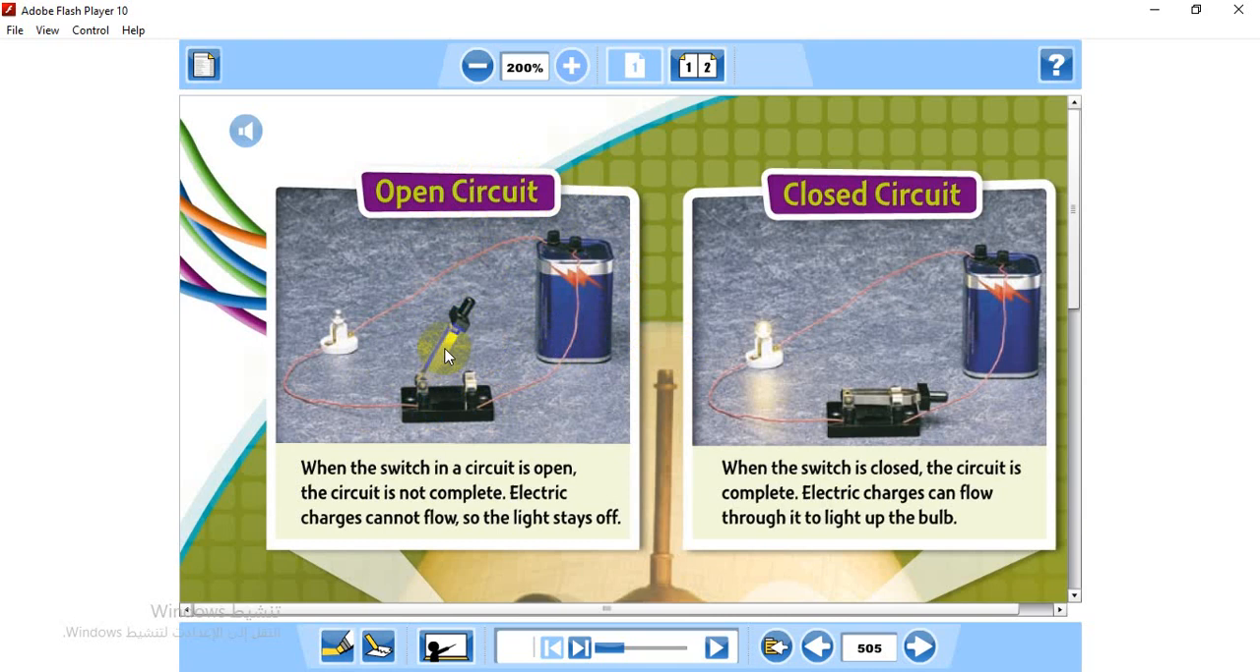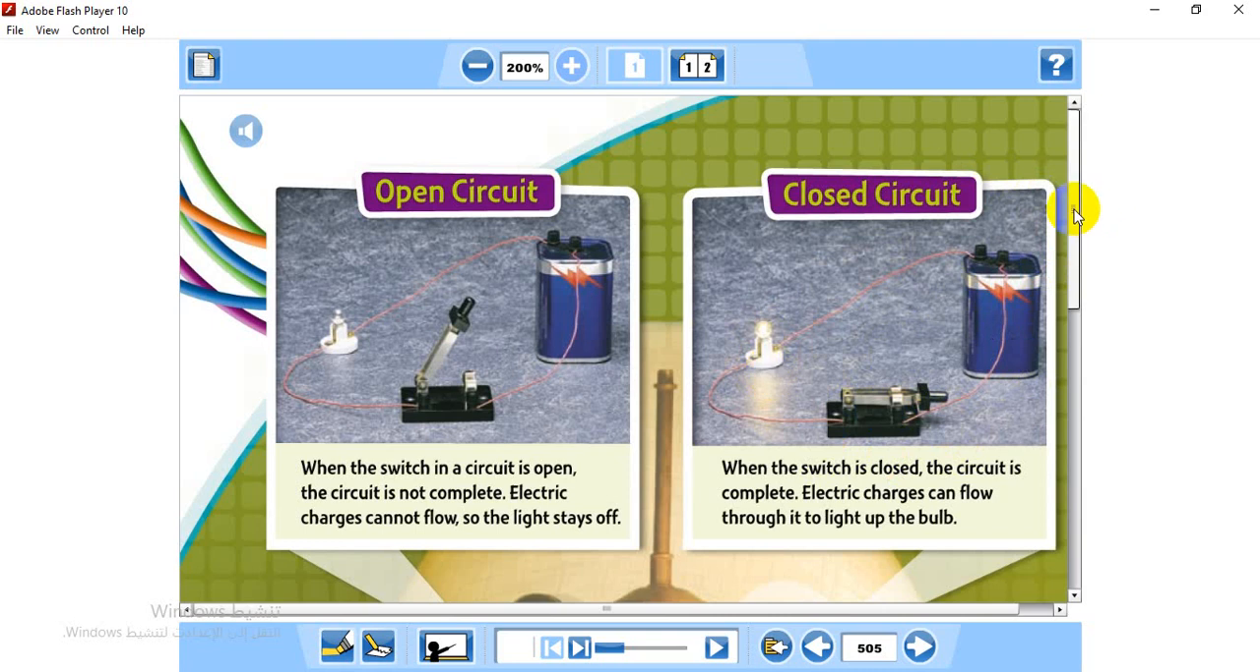For that reason, when you open the switch here, what will happen? It will break the circuit, and it prevents the electric charge from moving or flowing through the wire here. So for that reason, this one is not working now. But when you switch on, or when you close the switch here, it will be considered a closed circuit. For that reason the light will work easily.